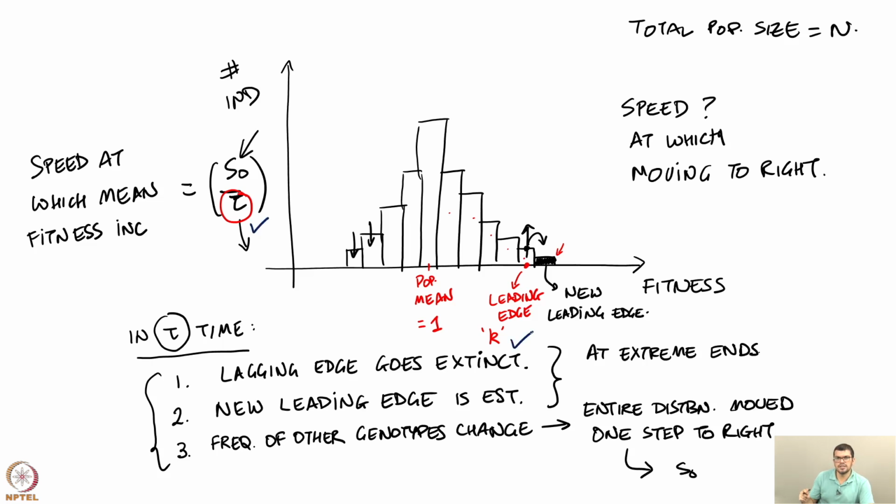So, at the end of this exercise, I will have an expression for k and tau and get an estimate of the width of this travelling wave and the speed at which it is moving to the right. That is the goal that we have for this video. So, how do we do this? We are going to look at two different aspects of the travelling wave.